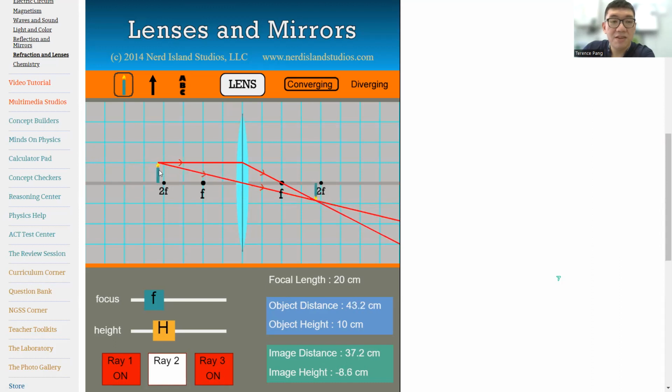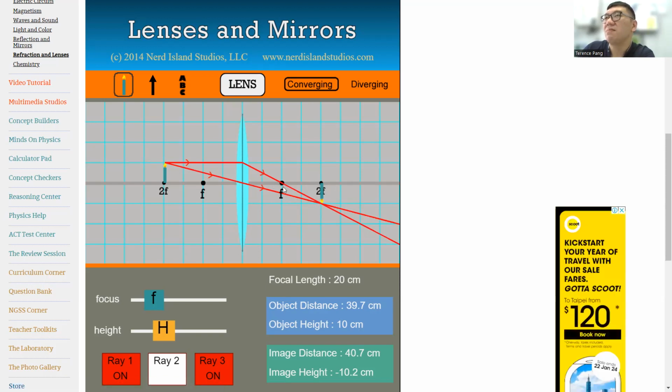Very interestingly, the moment you hit 2F, what happens? If you look at it, the candle is 1 square tall. The image of the candle is 1 square tall as well. Same size, image is same size. This application is what? Do you remember? Yeah, photocopier.